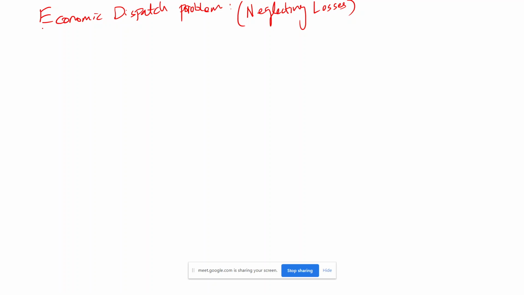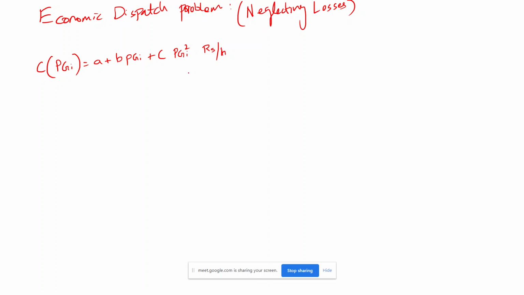So in the economic dispatch problem, first we need to consider the cost to generate the power. The cost, as we already know, C of PGi for any given generator, is nothing but A plus B PGi plus C PGi whole square. This is in rupees per hour for an individual generator, not for all the generators.